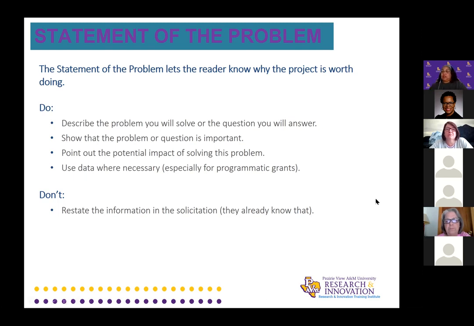It's essential that you have some data to support the importance of it. Why is there a gap? What's missing? What is out there that doesn't reach quite where your research will reach? And then don't just restate the information from the solicitation. You can certainly use keywords, but you don't want to just restate the information that they're already giving you.